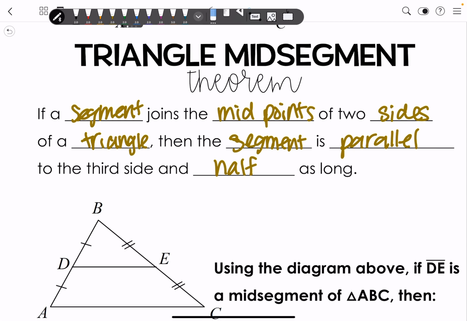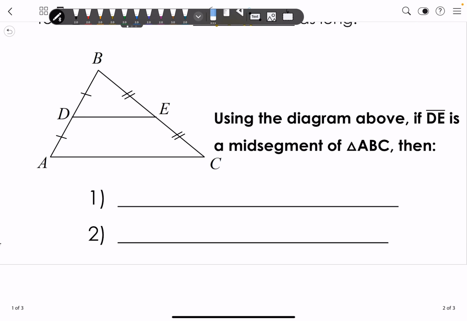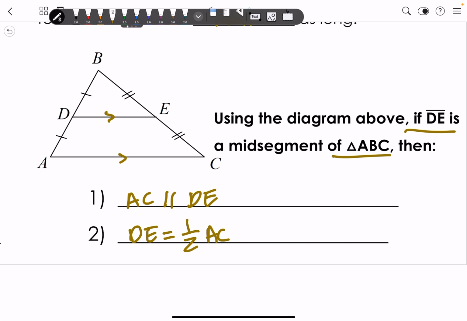So if I were to use the same diagram from above, if DE was a midsegment of triangle ABC, then we can say that AC and DE are parallel by the triangle midsegment theorem, and that DE is going to be half of AC. Or you can also say that AC is 2 times DE. This is going to be 2 times as large as that.